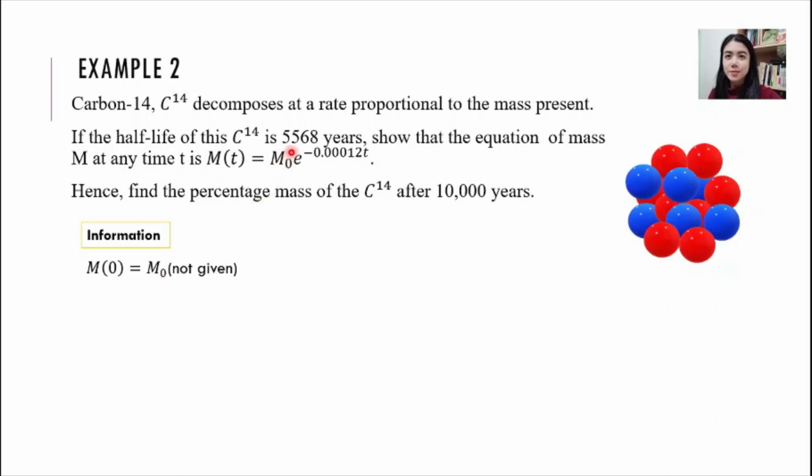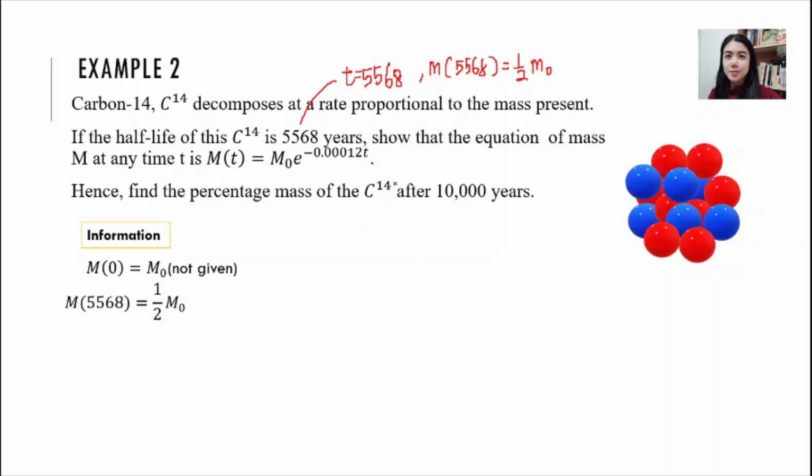And then let's just look at here. So you have the half-life of this C14 is 5,568. It means that actually your T is 5,568. Okay, so that is your mass at the time of 5,568 is equal to half of the initial mass. Your initial mass is m naught. So then we have the next line.